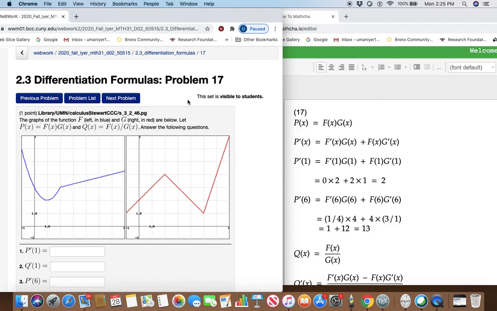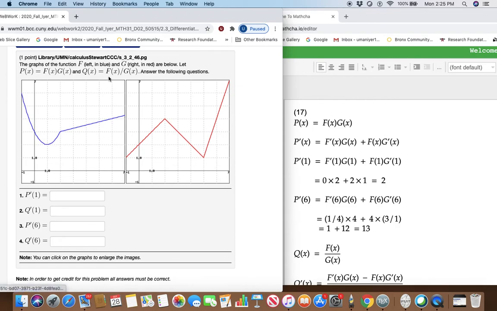Come back. Problem 17, section 2-3. You're told that function f is this one in blue, function g is this one in green. P is f times g, q is f over g. Find derivative of p and q at 1, derivative of p and q at 6. All right. So we need to use these graphs.